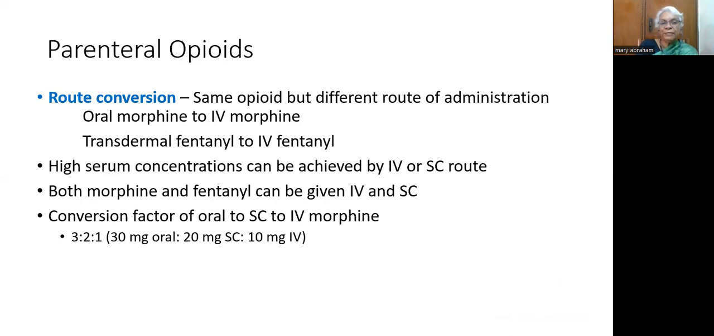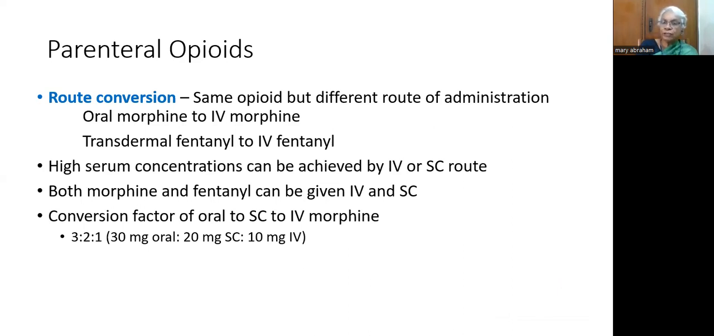So parenteral opioids, like I said, is a route conversion. You're giving the same opioid, but in a different route of administration. For example, oral morphine is converted to IV morphine, or transdermal fentanyl is converted to intravenous fentanyl.